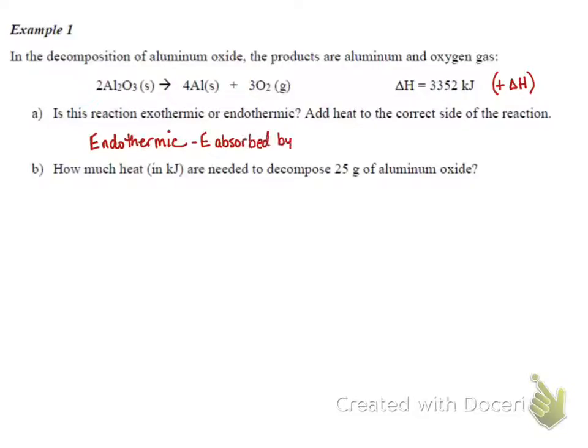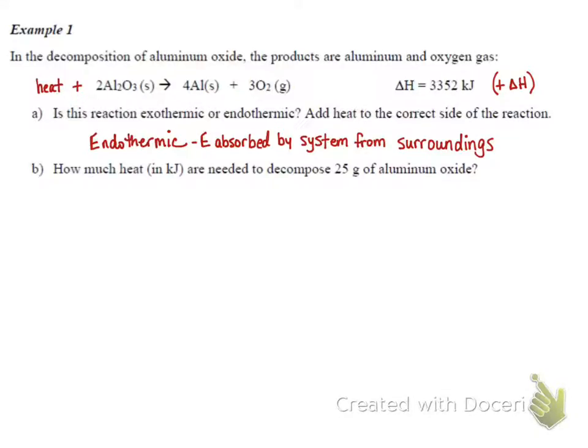So is this reaction exothermic or endothermic? Because the delta H is positive, it is endothermic. And because it is endothermic, it means energy has to be absorbed by the system from the surroundings. So what that means is that heat must be added, so we can add heat to our equation. It doesn't have to balance or anything, but that means that heat is a reactant and we have to add heat to make it happen.